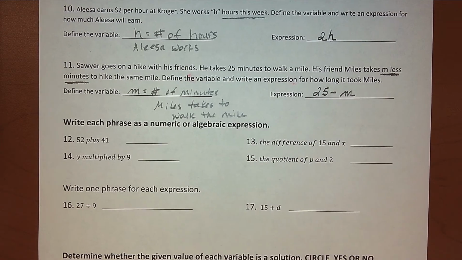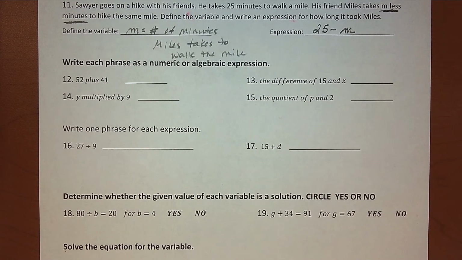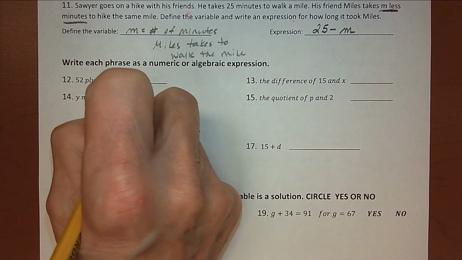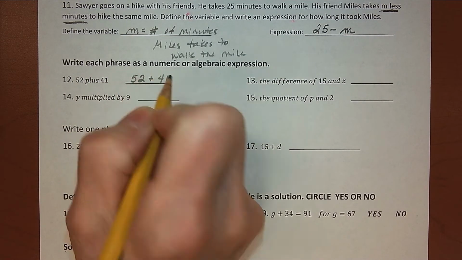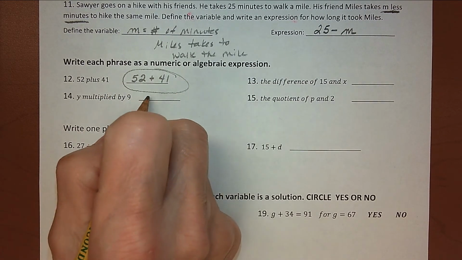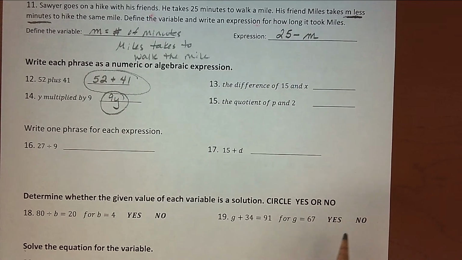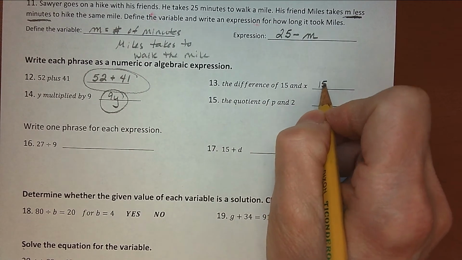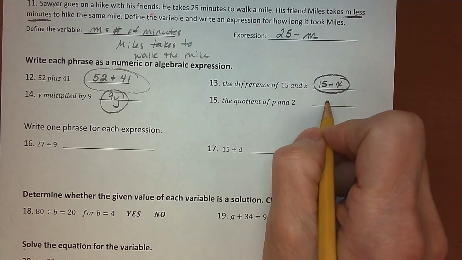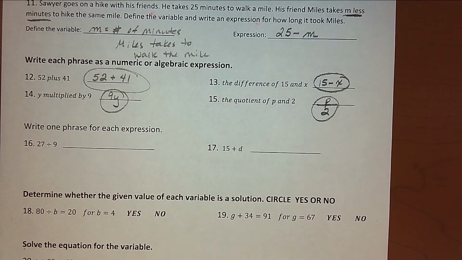All right. Write each phrase as a numeric or algebraic expression. So 52 plus 41 looks like 52 plus 41. Y multiplied by 9, 9 times y. The difference of 15 and x, 15 minus x. The quotient of p and 2, p over 2. P divided by 2. Quotient is a division problem.